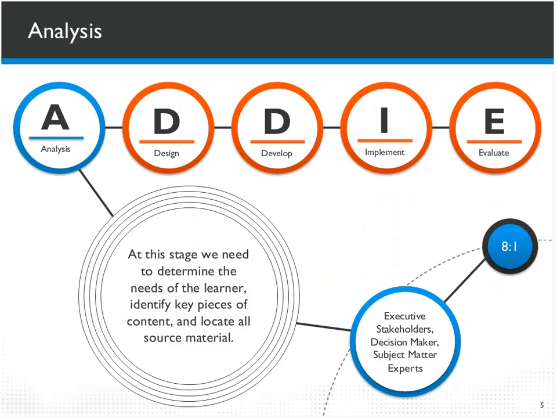When we think about analysis, what we're really focusing on is trying to determine what the learner needs. What key pieces of content are they going to need to be able to discover? Where is all the source material, or where is this content coming from? And who are the people that we need to be in contact with? We're thinking about executive stakeholders, decision makers, subject matter experts. These are all the different types of people we need to engage with to make some of these decisions.